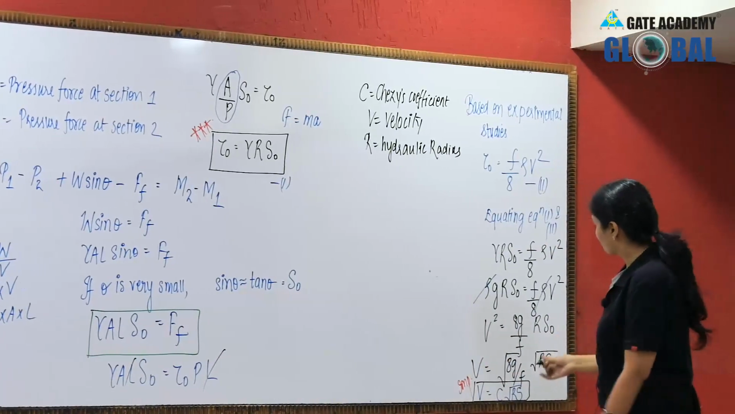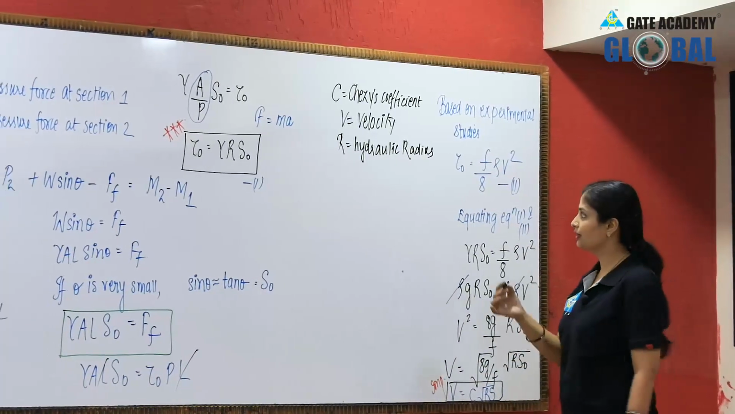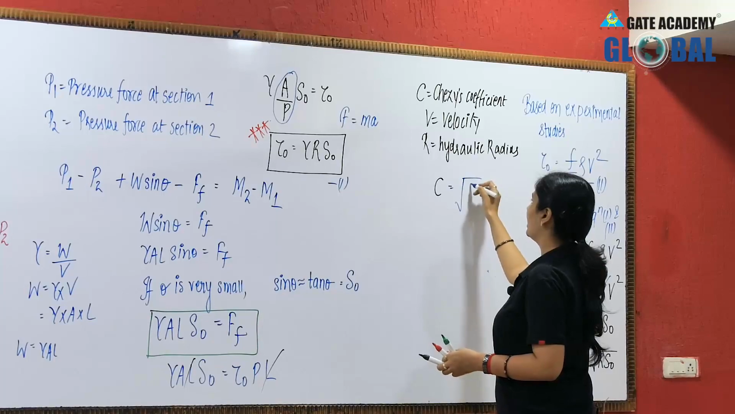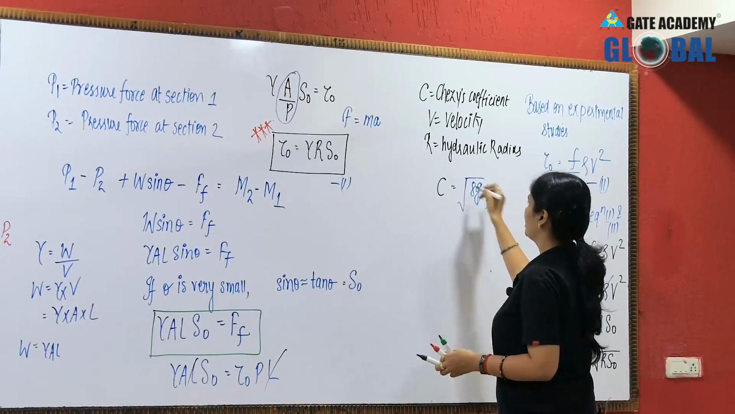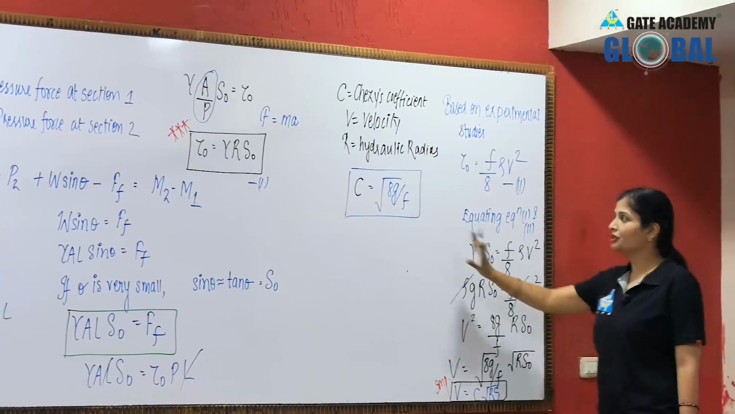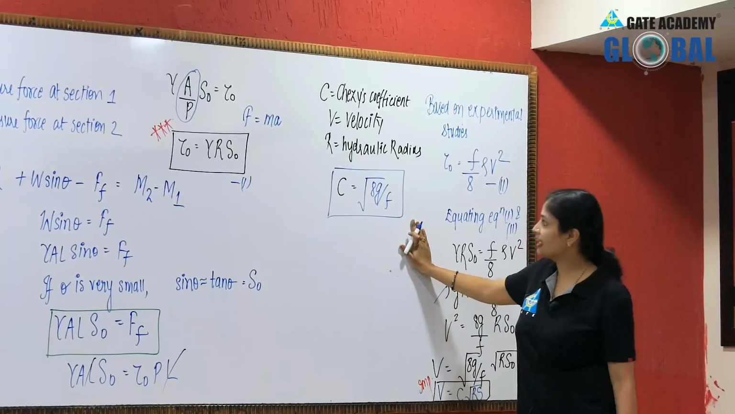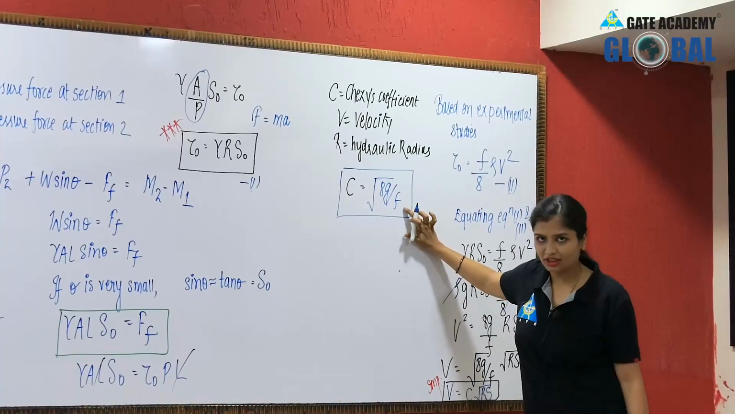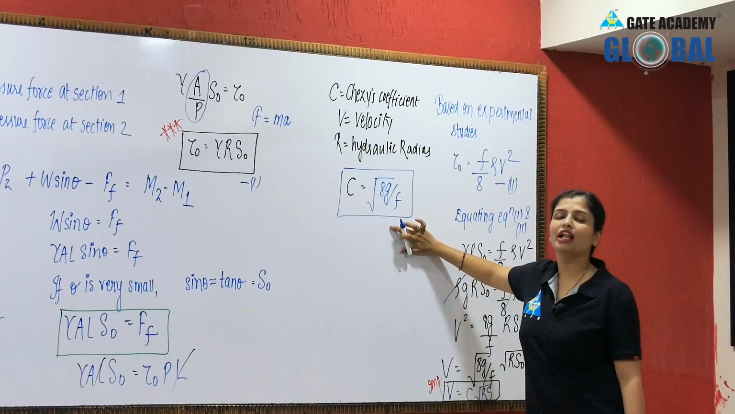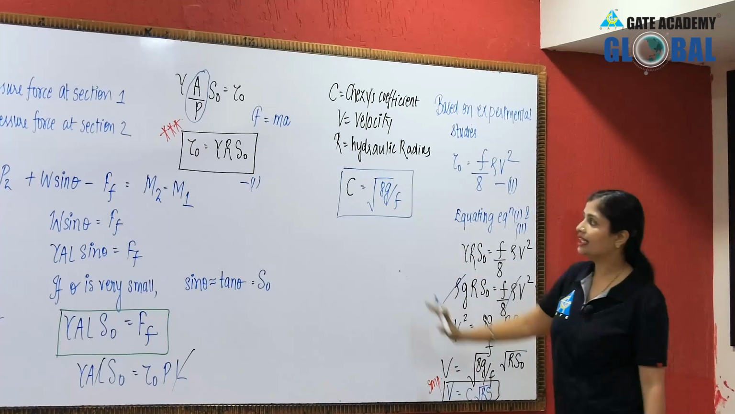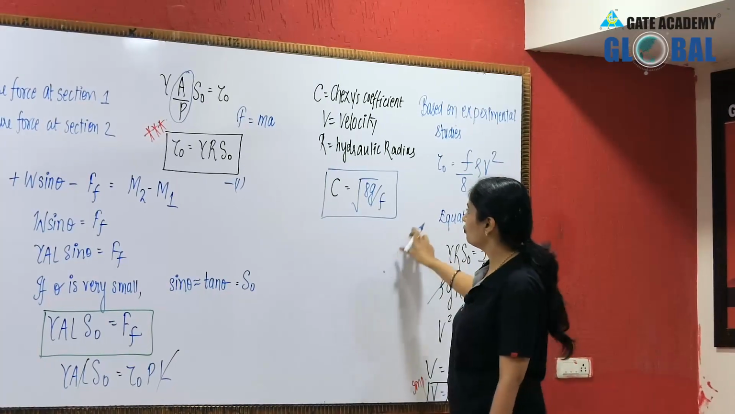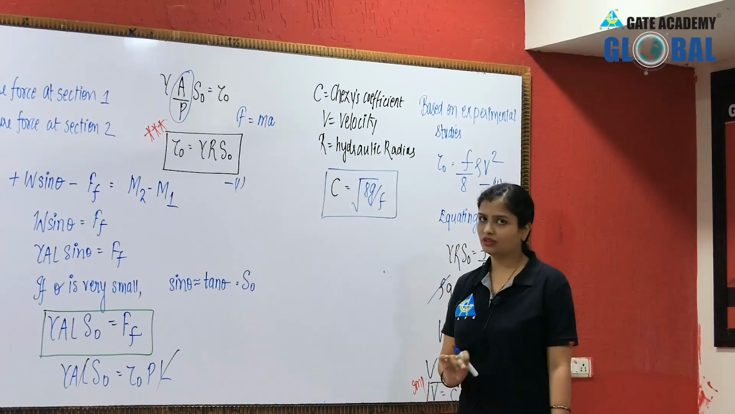Fine. Now, what is the value of C? You can say C is equal to root over 8g by f. This is the value of your Chezy's coefficient. The reason you should know this is that somewhere you will be given your f, which is your friction factor, and you will be asked to calculate the velocity with the help of Chezy's equation. So, until and unless in that particular question you know that C is equal to root over 8g by f, you won't be able to solve the questions.